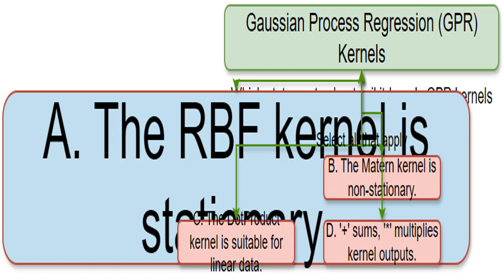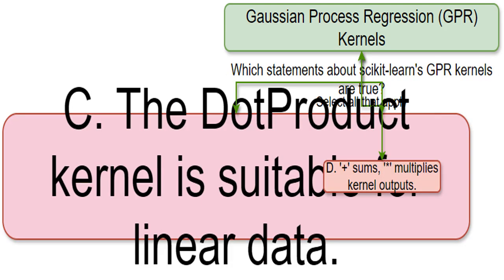I'll clarify the Matern kernel here. The Matern kernel is actually stationary, not non-stationary. The statement is incorrect. Its smoothness is controlled by a parameter, nu, but this doesn't change the fundamental fact that it's stationary. It only depends on the distance between points. The dot product kernel excels at modeling data where the relationship between input values is primarily linear. It computes the dot product of the input features. It's a good choice when you expect a straight line type of relationship between inputs and outputs.